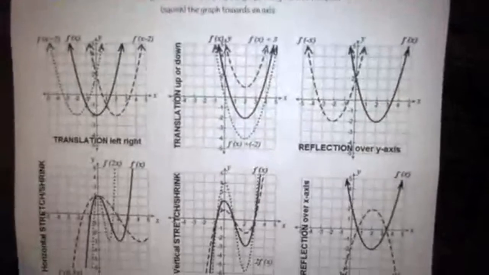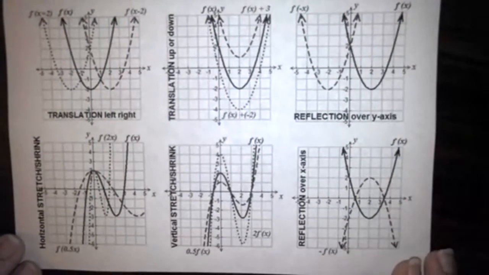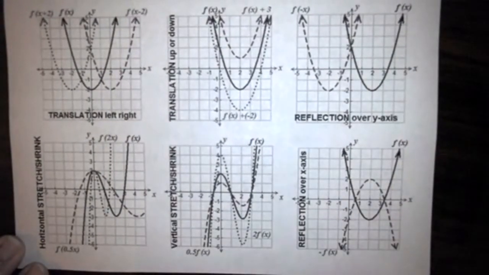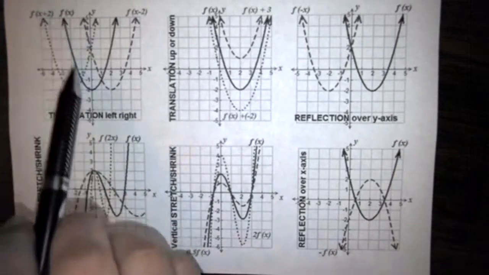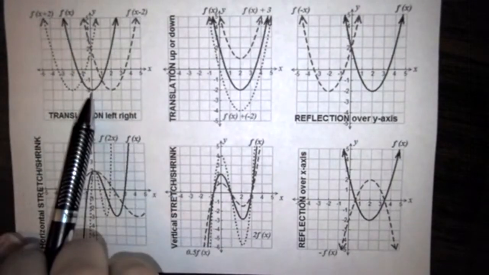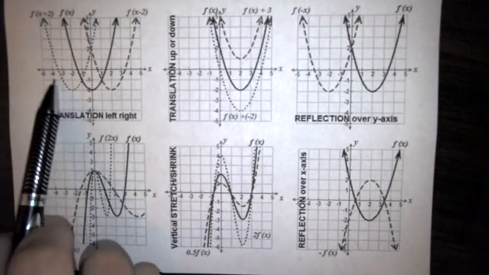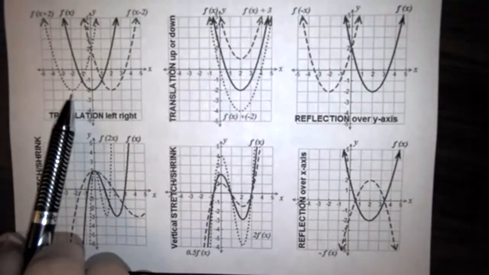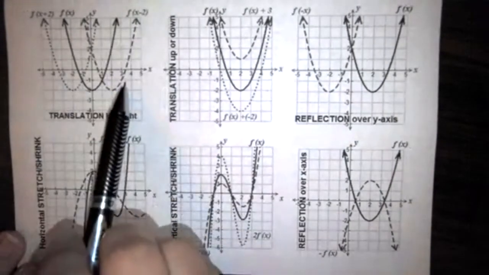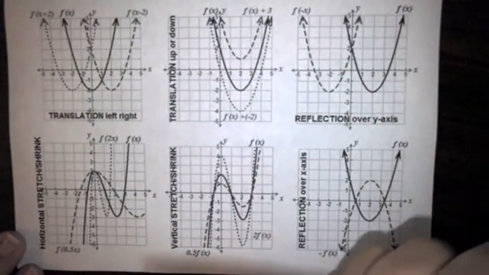In your notes that you can print off, you've got these pictures, which are just basic examples of the different types of translations. So this first one here is showing you translating to the left or right. Notice the solid line is the base function that you started with. This dotted line right here was a translation shift to the left. And the dashed line on this side was a translation shift to the right.